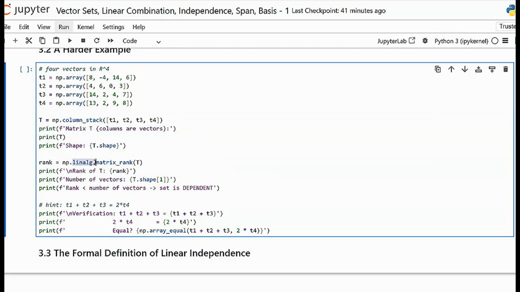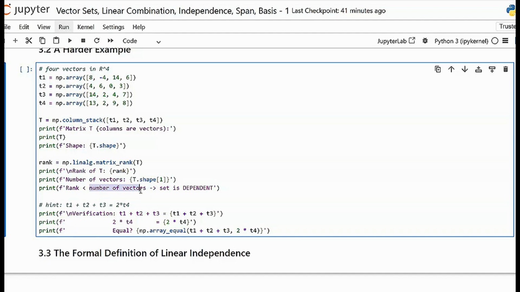Kindly observe linalg. Previously I specified it is the linear algebra functionality. It computes the rank of a matrix, and rank specifies the number of linearly independent columns. Once done, it prints the computed rank, and it also prints the number of vectors, which is column-wise.